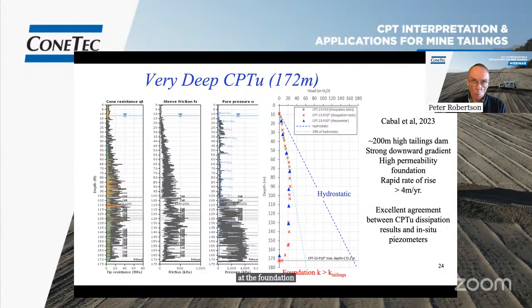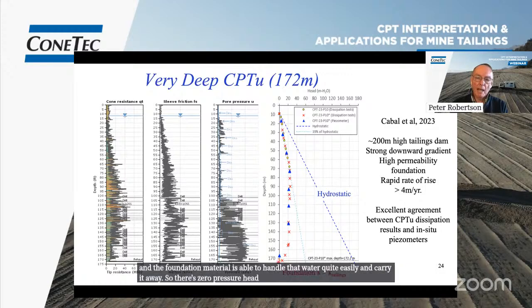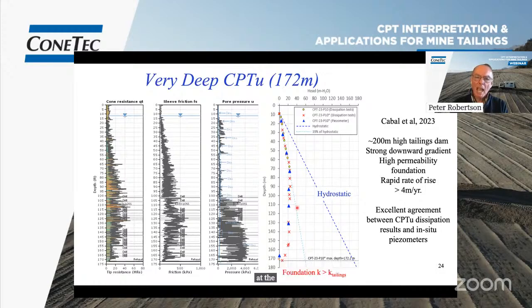So the water is leaving the tailings, and the foundation material is able to handle that water quite easily and carry it away. So there's zero pressure head at the bottom of the tailings. And what's nice about this plot is that this was 172 meter CPT. The upper 100 meters was direct push, and the lower 72 was wireline CPT. And lots of dissipation tests. So the dissipation tests are the red crosses, and the blue triangles are from in situ piezometers.